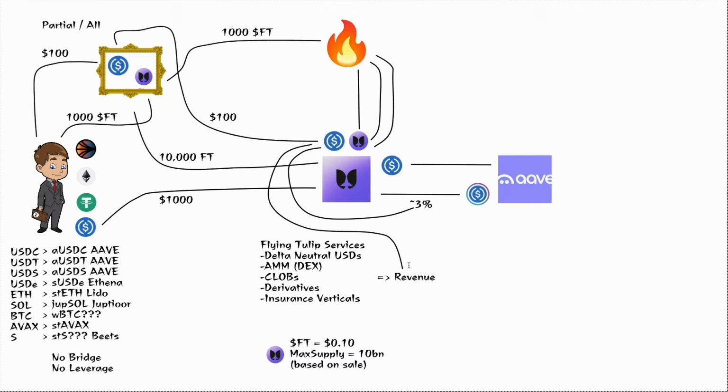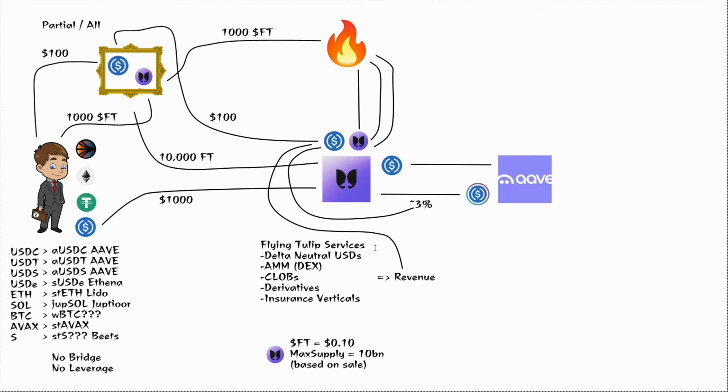There'll be opportunities for people to do delta neutral USDs, so some sort of delta neutral on stablecoins, right? It's going to be a DEX, so there's going to be some DEXs. There's going to be a CLOB as well as derivative and insurance vehicles. So a lot of products inside the Flying Tulip umbrella, and all of those will be generating some revenue for Flying Tulip, and all of that revenue will be used to buy Flying Tulip token and burn it.